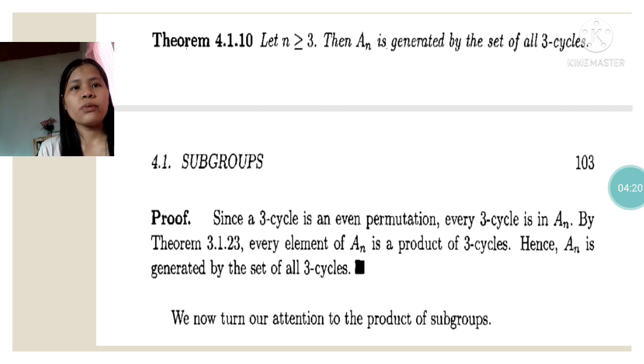In the following theorem, we conclude that E sub n is generated by the set of all 3 cycles. Okay. Theorem 4.1.10. Let n be greater than or equal to 3. Then E sub n is generated by the set of all 3 cycles. Proof: since a 3 cycle is an even permutation, every 3 cycle is in E sub n. By Theorem 3.1.23, every element of E sub n is a product of 3 cycles. Hence, E sub n is generated by the set of all 3 cycles. This is the end proof.